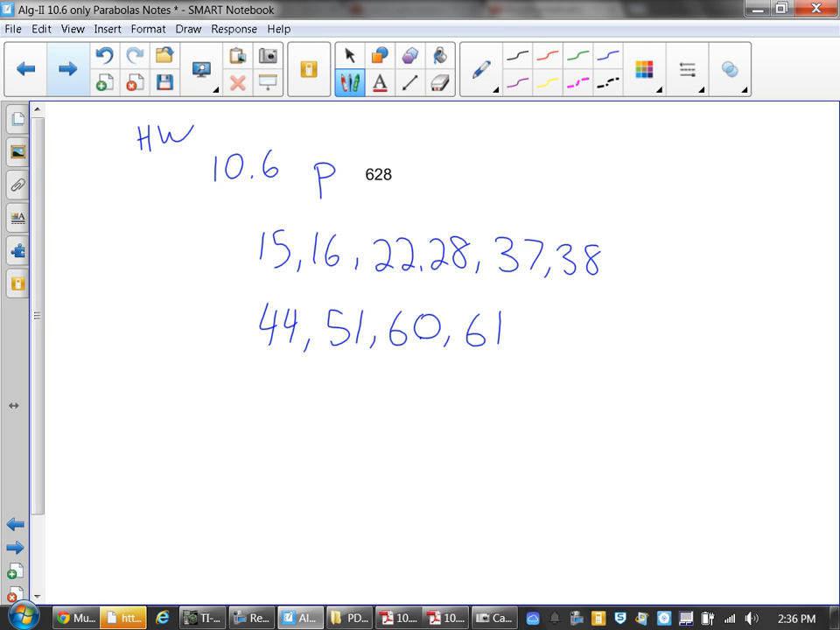Well, in this section, 10.6 is the section that has all the different shifted conics. So it's got parabolas, ellipses, circles, and hyperbolas. So we've got all of them to work with. So I just picked out just the parabolas. Ellipses is an oval, right? Probably is. We'll probably start that tomorrow.